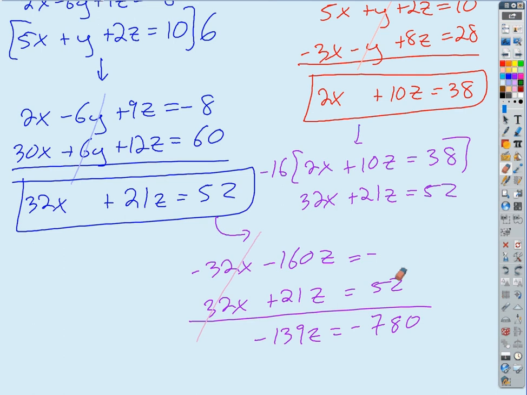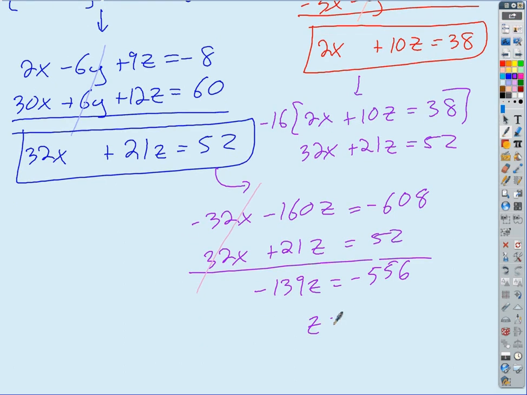So that's going to impact this. That should have been a negative 608, you said? Yeah. Okay, so then that becomes negative 556. Now that's going to work too. So negative 556 divided by 139 is going to be negative 4. So z is 4. So what do I have to do to find x?